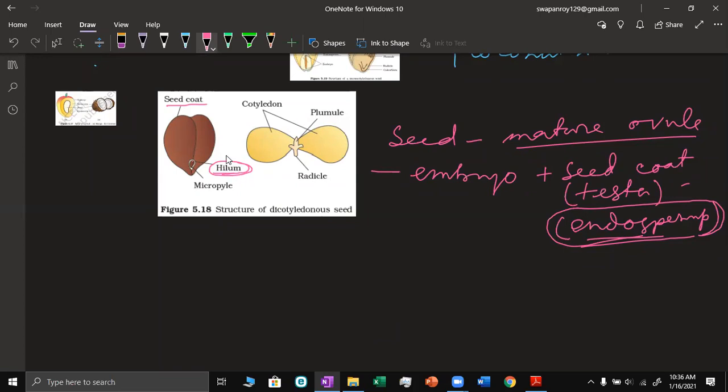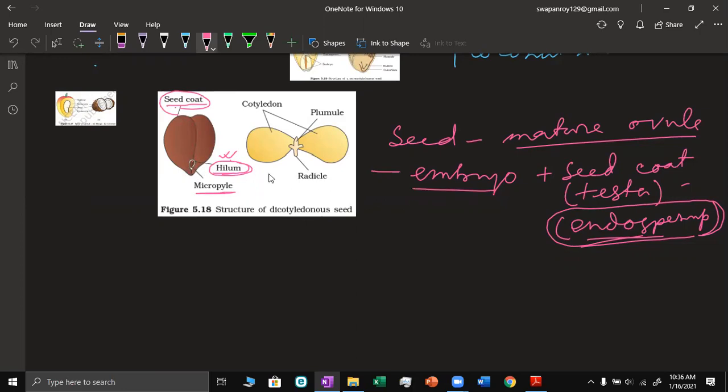Okay, so this is called the hilum mark. And we can see one very small hole. That one is the micropyle of the ovule. And after peeling, that is after removing the seed coat, we can find the embryo.